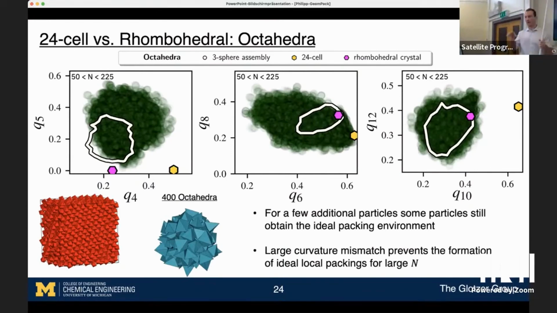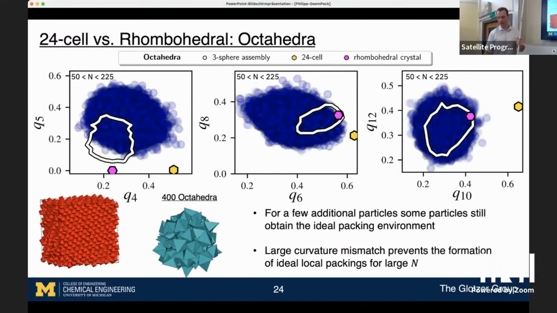So instead of trying to keep the local environment for some of the particles the same and then having interstitials, they try to resolve the geometric frustration uniformly, and each individual particle is trying to do this. And if you increase the number of particles more and more, you can see that it goes towards this direction.